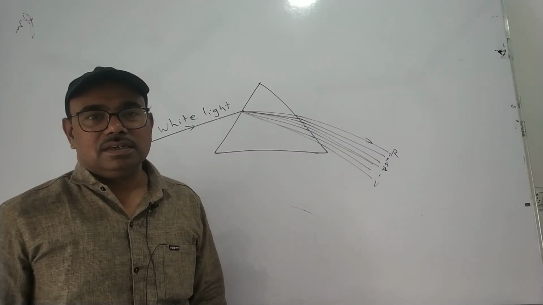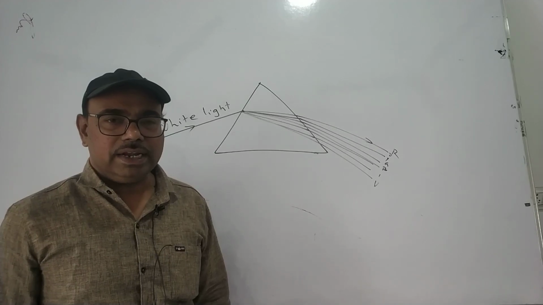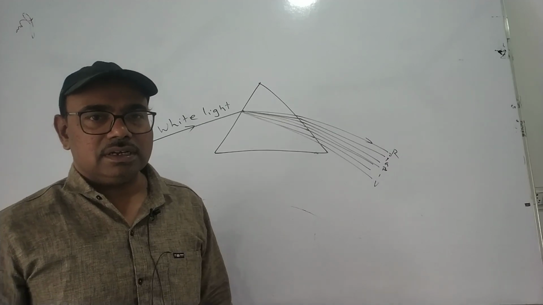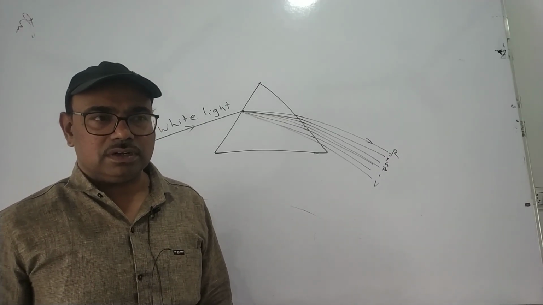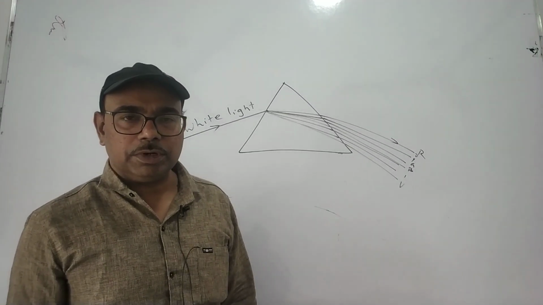The study of light is called optics, and light has innumerable properties. So we can say that the straight line motion of light is called ray optics, and it is also called geometrical optics.